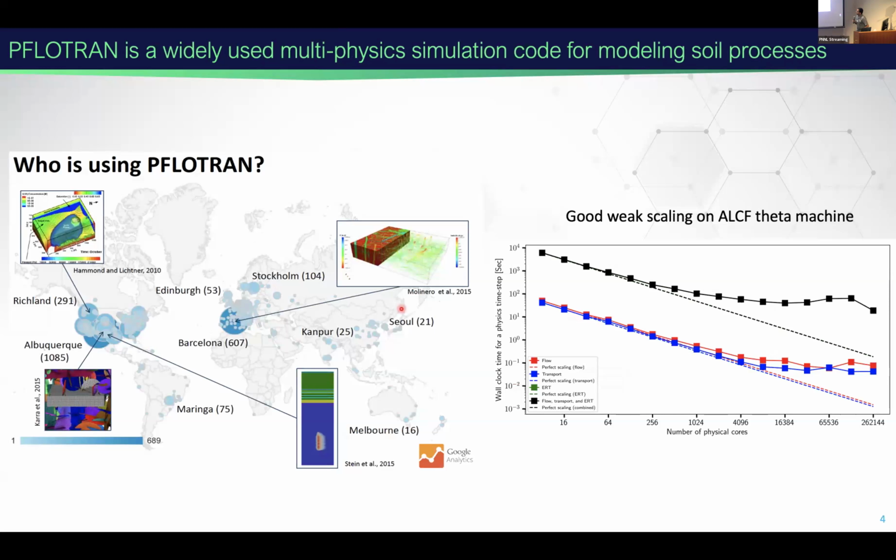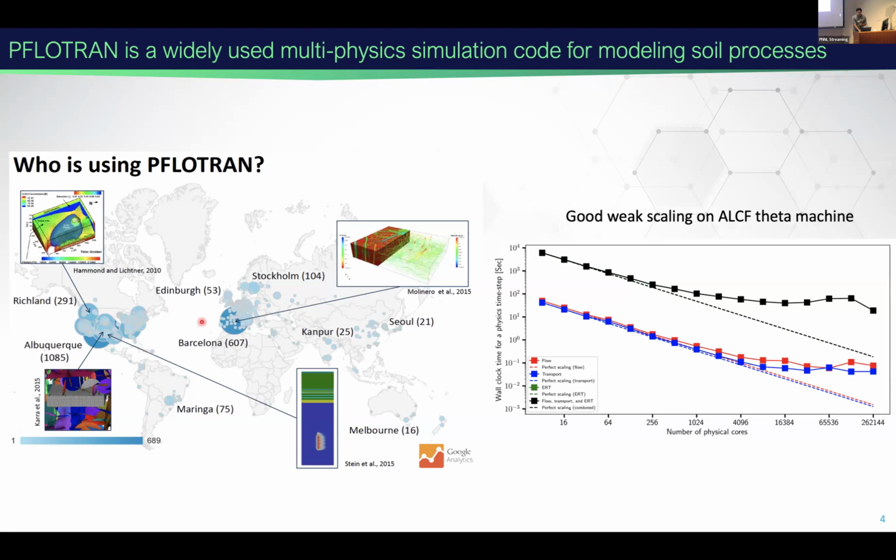PFLOTRAN is widely used across the US and outside the US too. It has a wide variety of users, and more than 3,000 to 4,000 people use it on a daily basis. As you can see, it is used for understanding flow and transport, for various other aspects related to thermal degradation, and also mechanics.